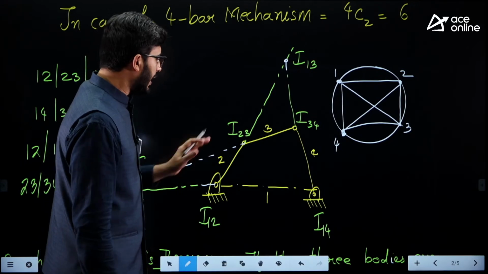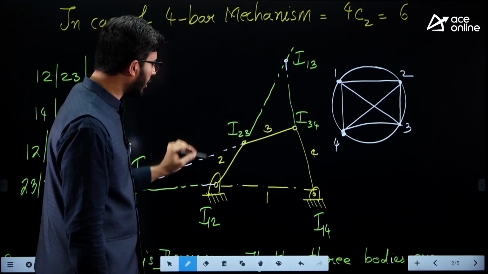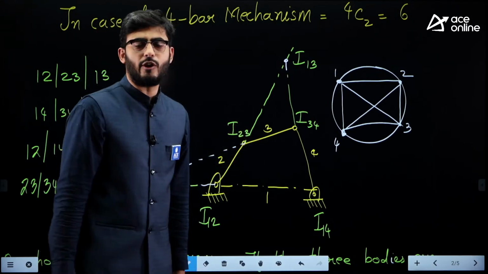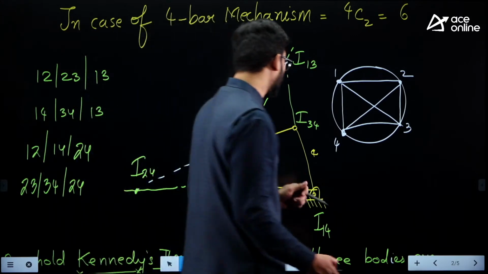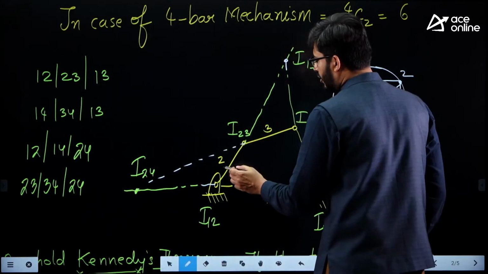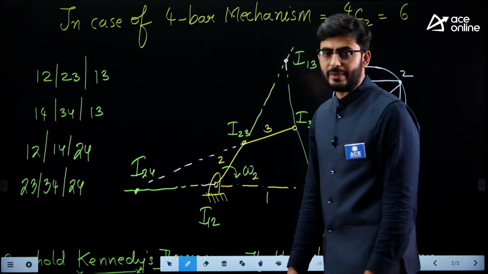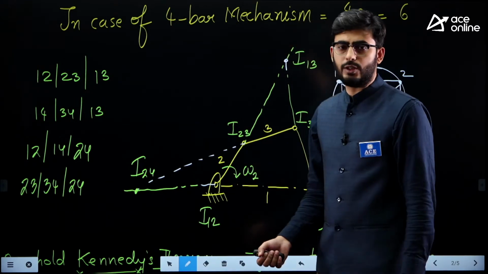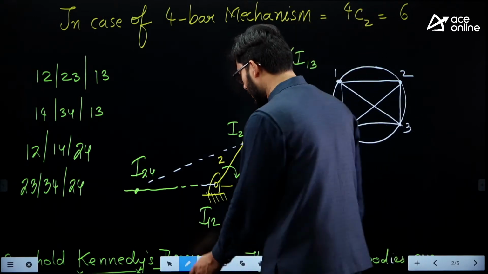So now guys, what we can do is write the equation and then solve the angular velocities for link 3 and link 4. In the examination, they will be giving us the angular velocity of link 2, and it is very easy for us to write the equation.